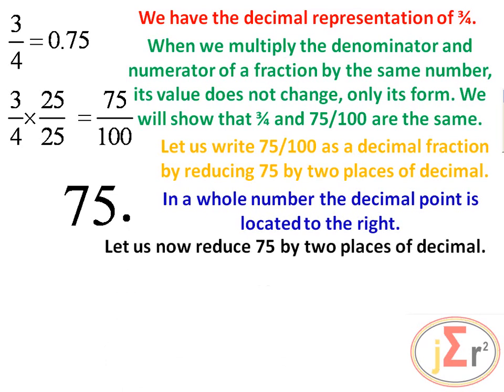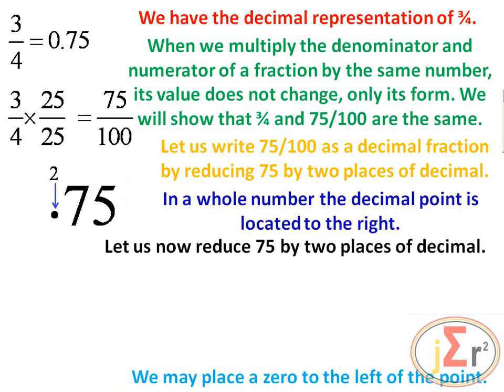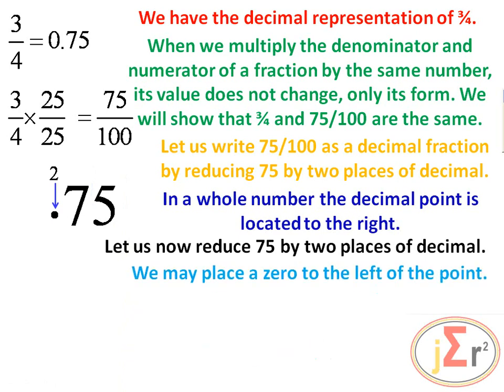Let us now reduce 75 by 2 places of decimal. Why 2 places of decimal? Because we know that this power of 10 that we have here is 2 because of the 2 zeros. So because of these 2 zeros, we know that the power of 10 is 2. So we will reduce the 75 by 2 places of decimal. 1, 2. We may place a 0 to the left of the point.